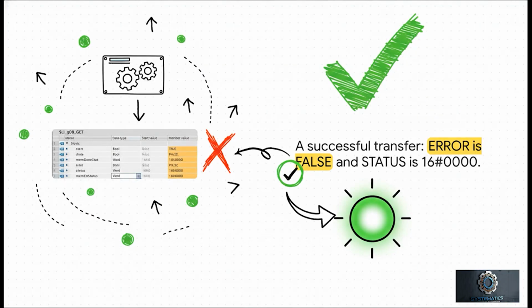This is what you want to see. This is a picture of success. The error bit is false, and the status word is a nice, clean 0. When you see this, you can trust the data you just received. It's your green light saying the job is done and everything went off without a hitch.